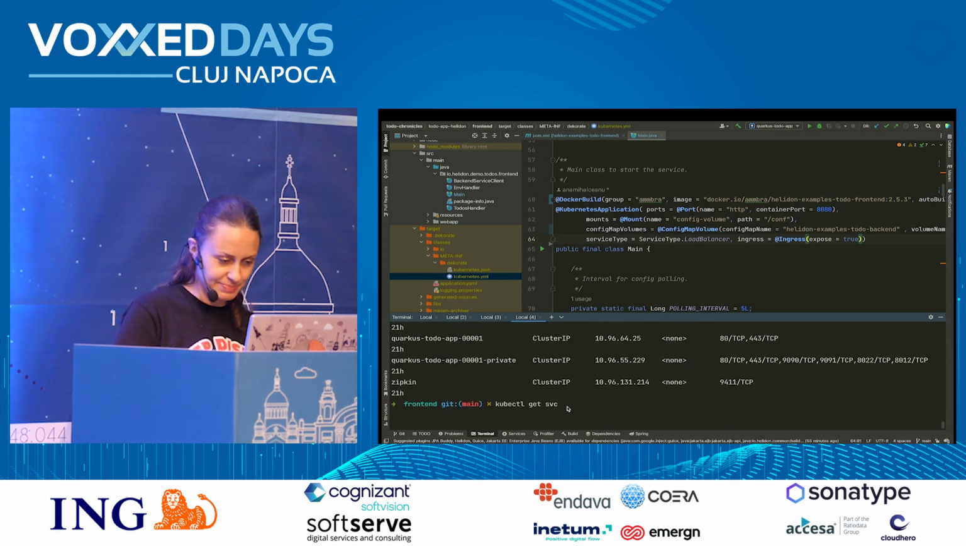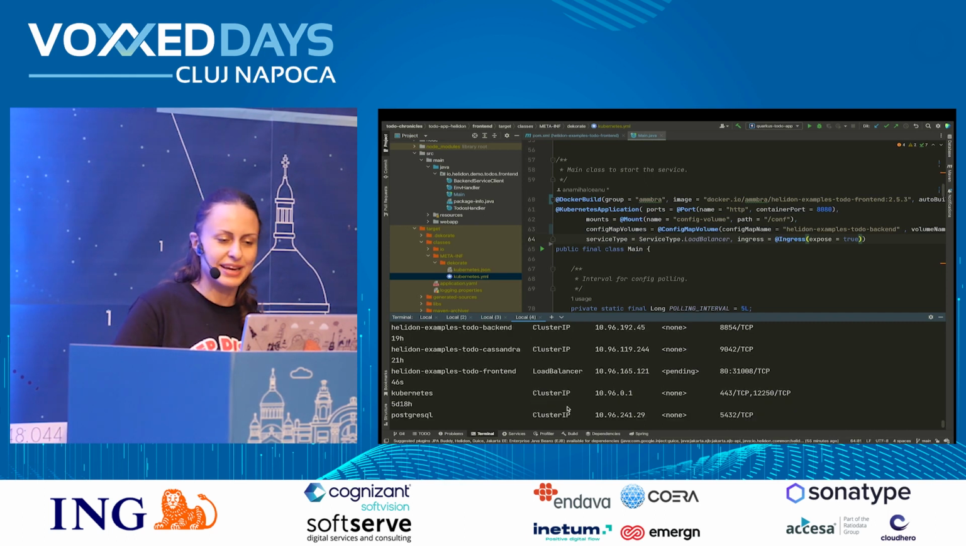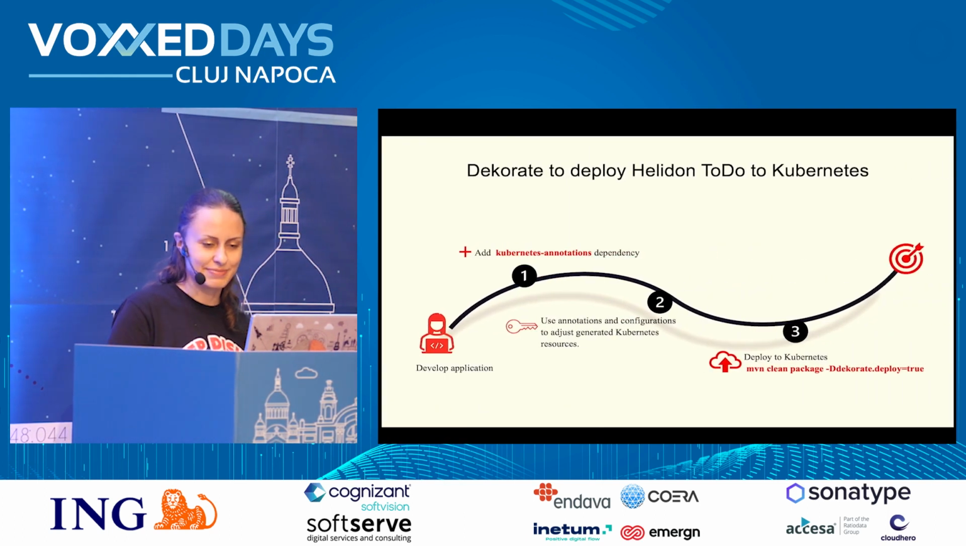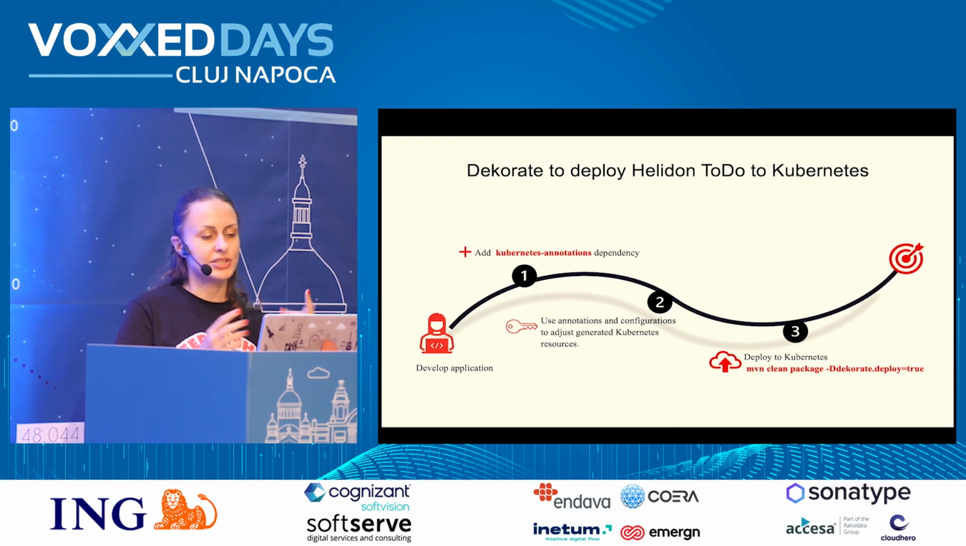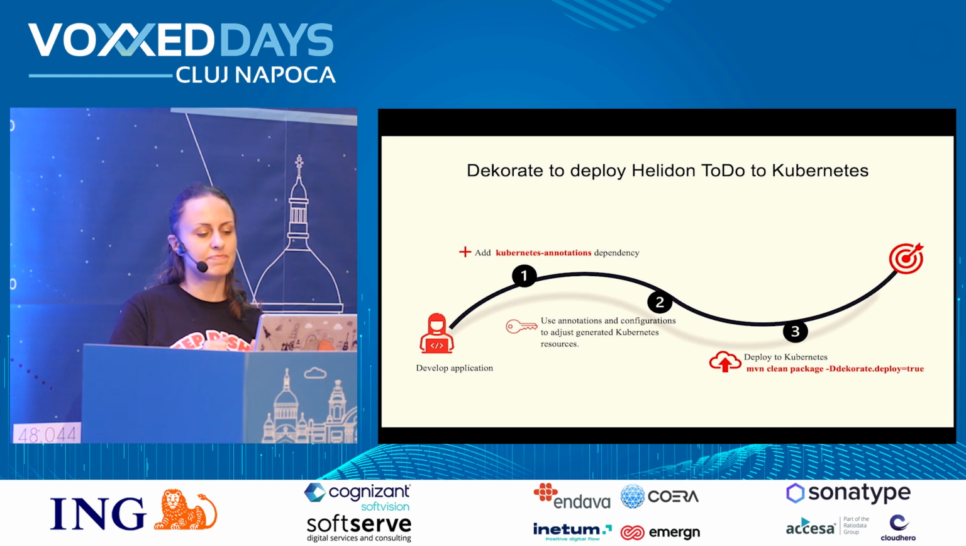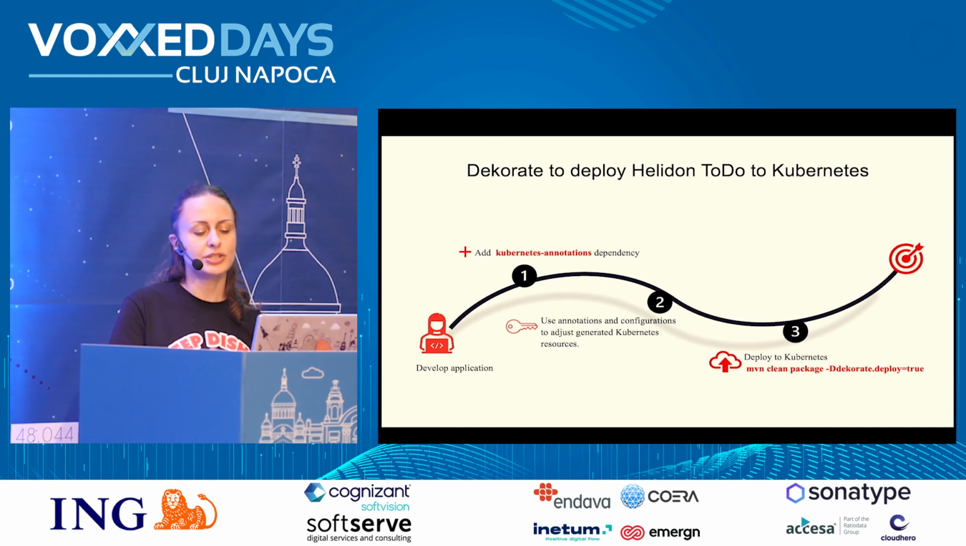It takes a little while. Anyway, I hope that after I'm demoing this, I can show the URL. So what I did, just to summarize, I just added the Kubernetes annotations dependency. I used the annotations, in this case, to configure the generated Kubernetes resources, and I just deployed to Kubernetes.